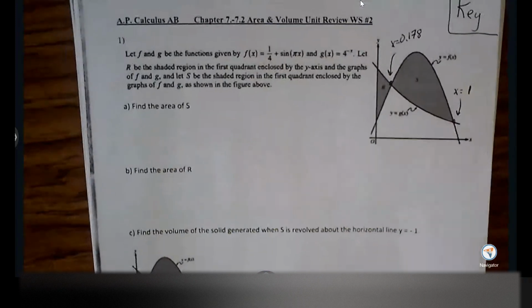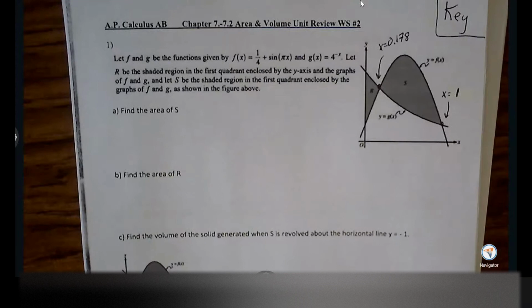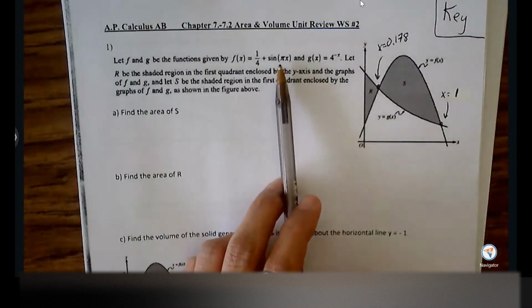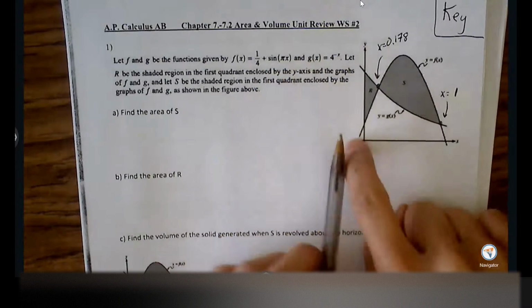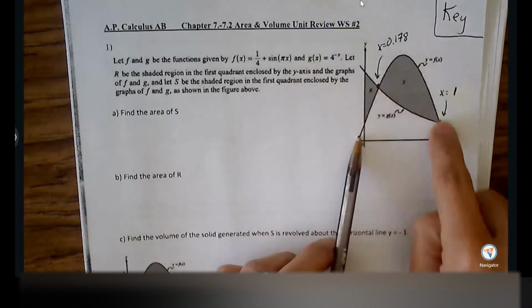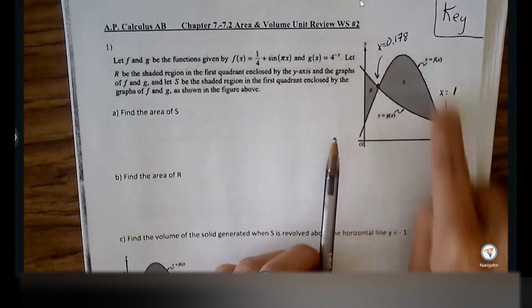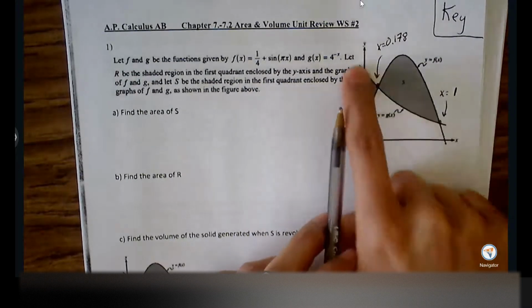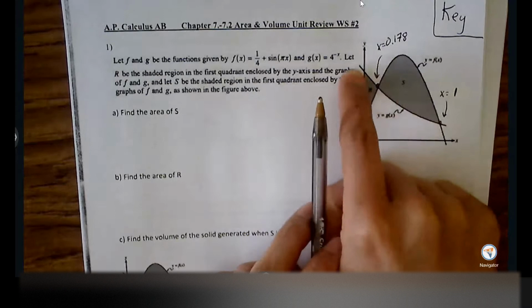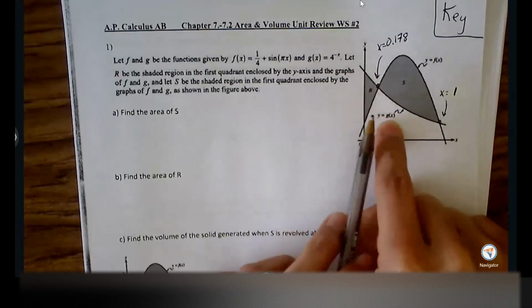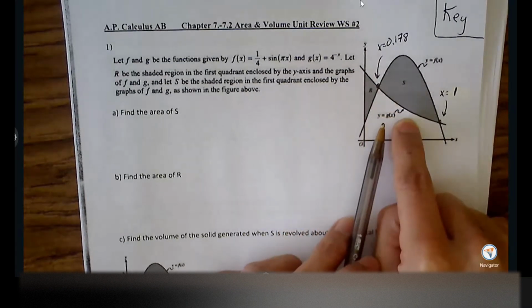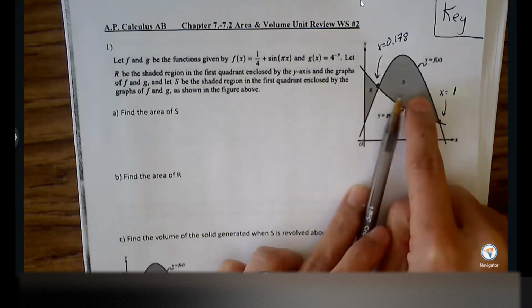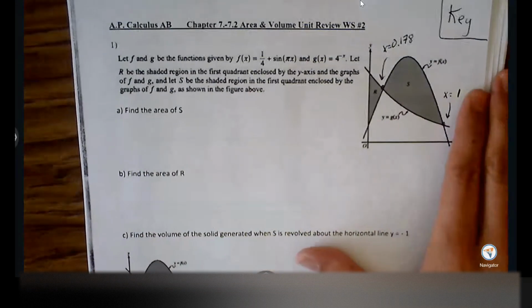All right, so let's see here. We have f and g are functions given by 1/4 sine pi x. That's the f of x here, so it's going to be the graph that kind of has a parabola shape here. So this is my sine function here. 4 to the negative x, that's the curve that's sloping downward here. That's my g of x function. R is the shaded region here, and S is the shaded region to the right. We're going to find the area of S.